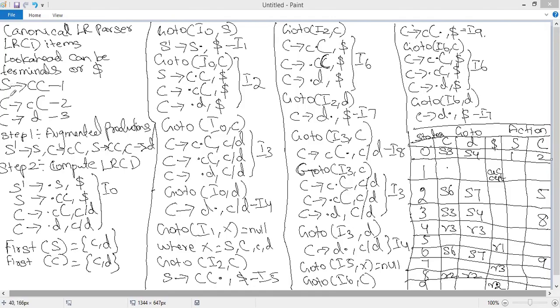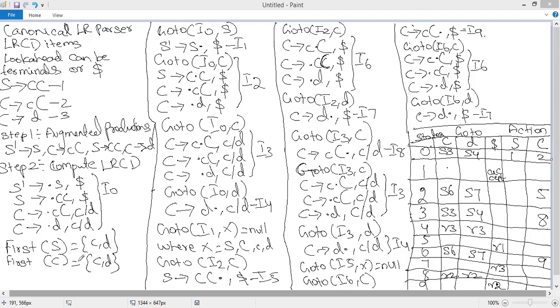Here the first of S is the first of non-terminal C. So identify first of C, and we can obtain first of C as well as first of S. First of S equals first of C. First of C equals terminal c and terminal d. So first of S equals {c, d}, and first of C equals {c, d}.